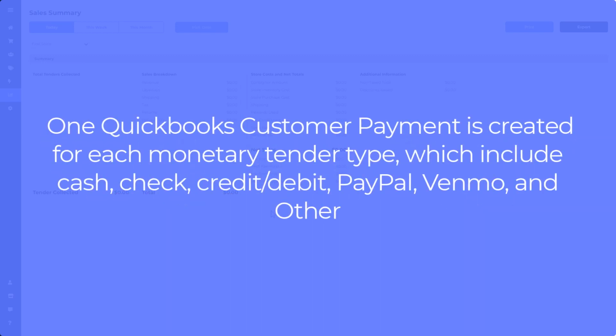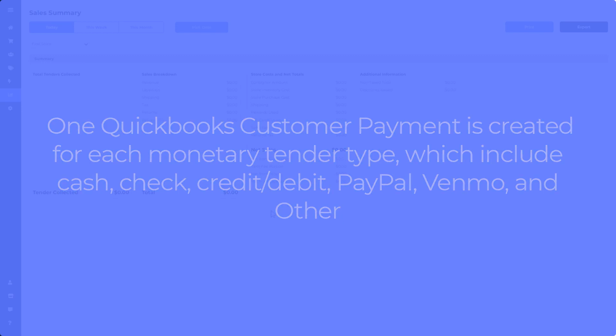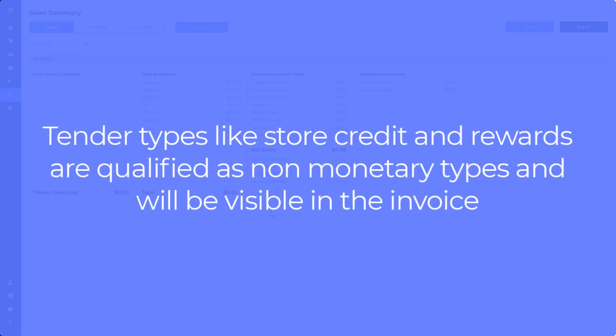Monetary tender data from the sales summary report in Ricochet is populated in one or more QuickBooks customer payments. One QuickBooks customer payment is created for each monetary tender type, which will include cash, check, credit or debit, PayPal, Venmo, or other. Also note, tender types like store credit and rewards are qualified as non-monetary tender types and will be visible within the invoice.